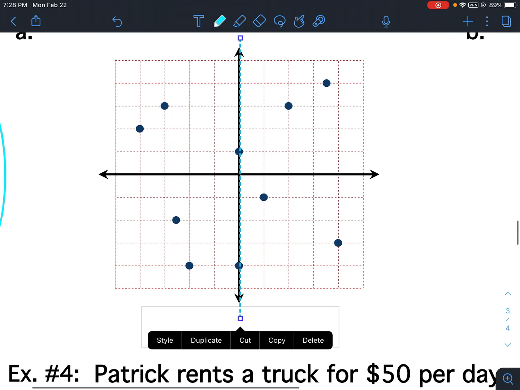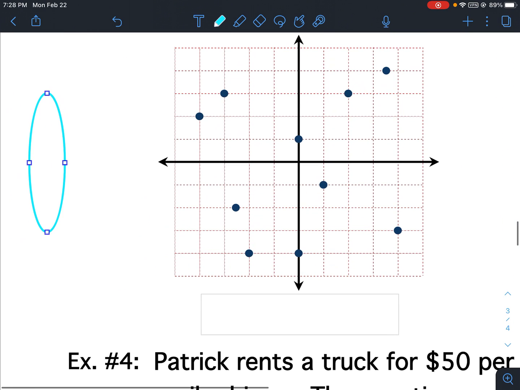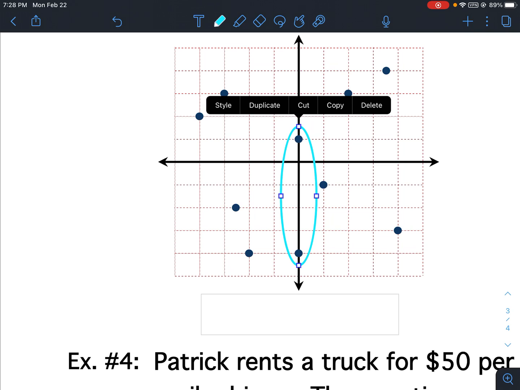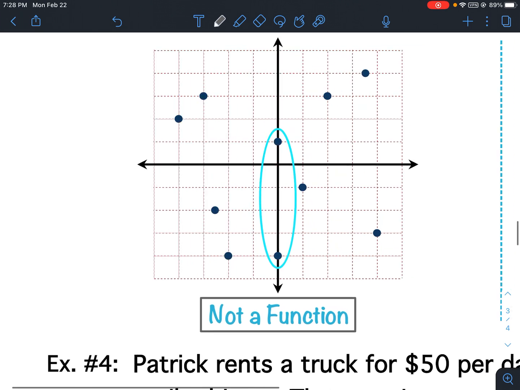Therefore, this graph does not pass the vertical line test. So let's go ahead and circle those 2 points. Because it doesn't pass the vertical line test, this is not a function. It does not pass the vertical line test, therefore, not a function.